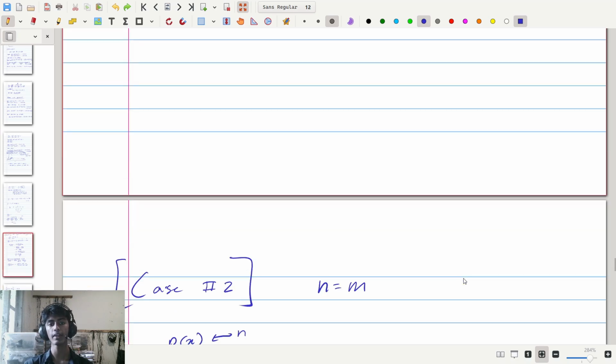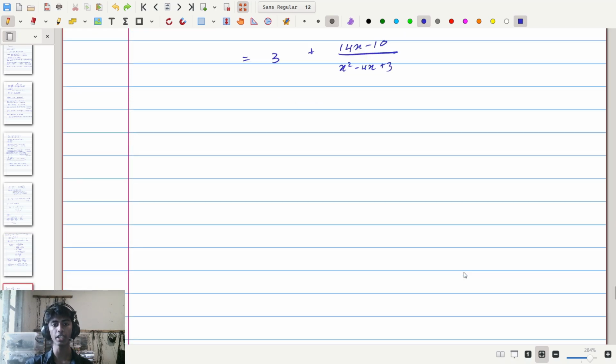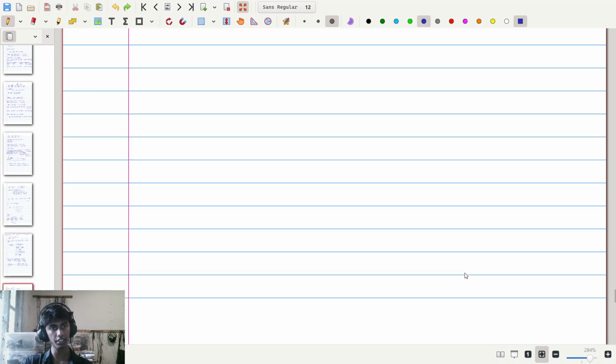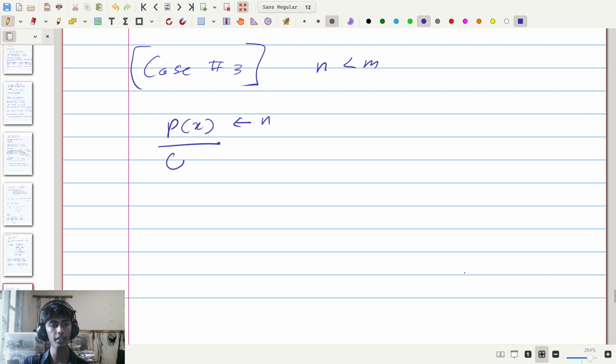So now that we have established that, let's move on to case number 3. In case number 3, we really cannot do all that much, but I'll show you what it is. In case number 3, we have that n is less than m, where n is the order of p(x) and m is the order of q(x).